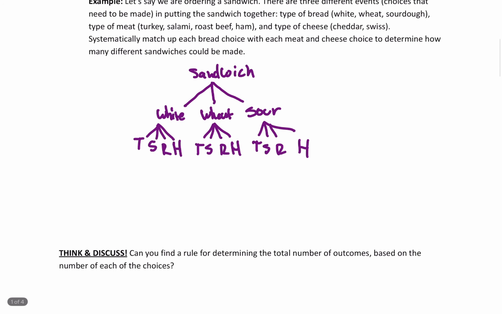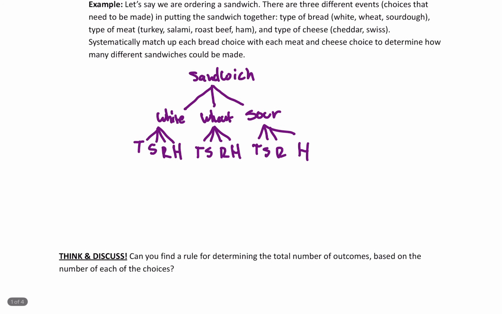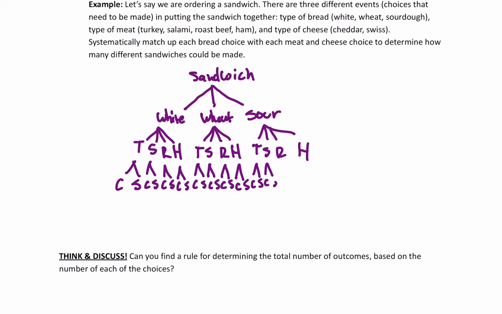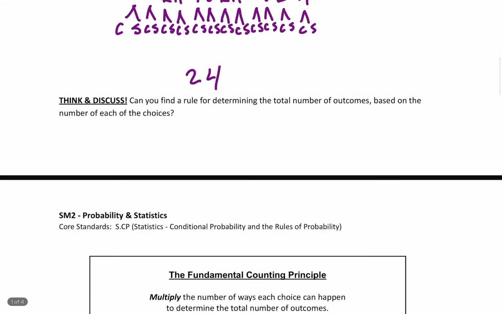Then, after we choose our meat, we now get to choose the type of cheese. So for each choice here, we can either put cheddar or Swiss on it. And that's going to go for all of these options. So as we get further and further down our tree here, we get more and more options. If you were to take the time to count up all of these options at the very bottom here, you'd see that you get 24 different possibilities here. So we can make 24 different sandwiches.